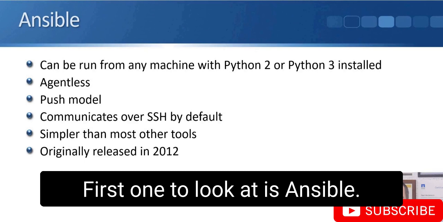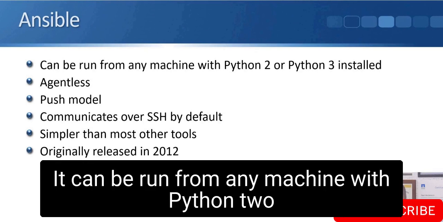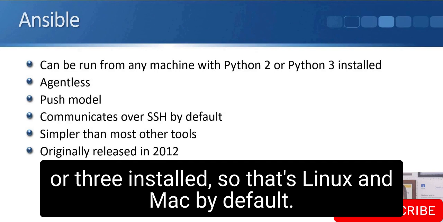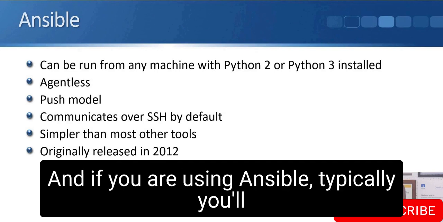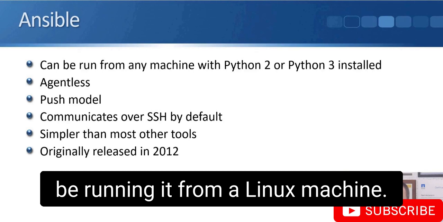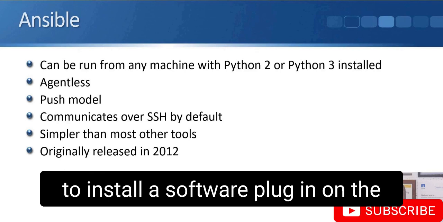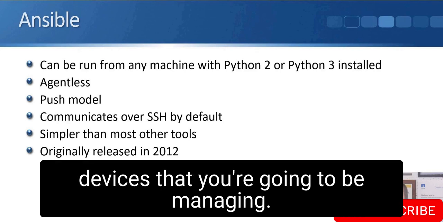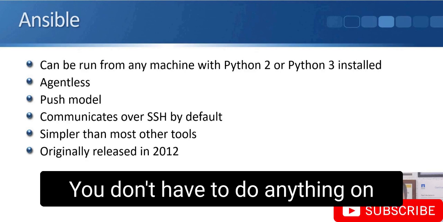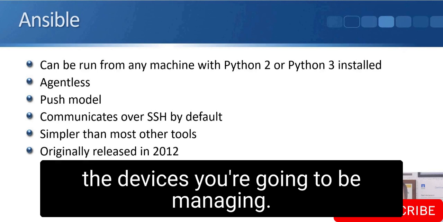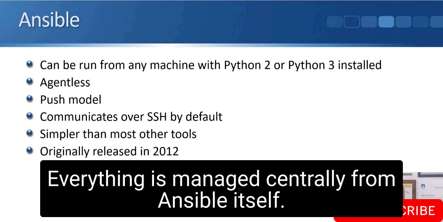First one we'll look at is Ansible. It can be run from any machine with Python 2 or 3 installed, so that's Linux and Mac by default. If you are using Ansible, typically you'll be running it from a Linux machine. Ansible is agentless, meaning that you don't need to install a software plugin on the devices that you're going to be managing. You don't have to do anything on the devices you're going to be managing. Everything is managed centrally from Ansible itself.